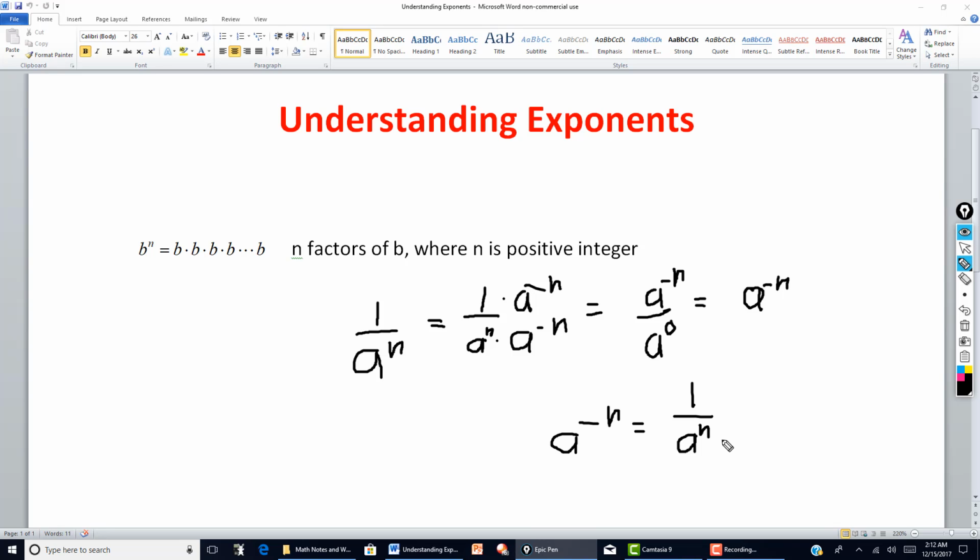Now we've introduced negative exponents, and we can use this formula to get an actual value. If I give you, for example, 4 to the negative 3, what is the value of that? Based on this formula, it's the same thing as 1 over 4 to the third. Then you just multiply that out: 4 times 4 times 4, that's 16 times 4, which is 64.